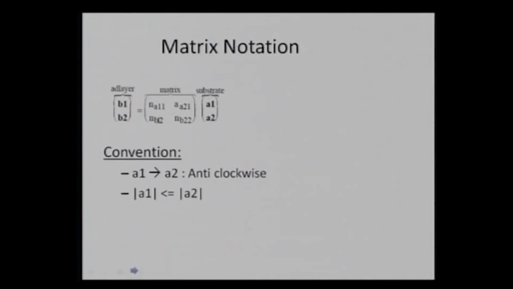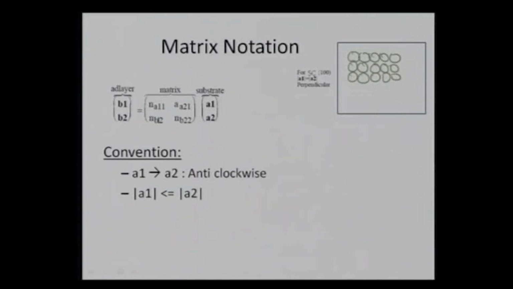I can also define them using a matrix notation. So I have a similar arrangement of them. I can take a simple cubic 100, and in this particular case I can have A1 equal to A2. So my A1 direction and A2 direction are basically equal, as well as perpendicular to each other. So in that particular case I can define them like that.